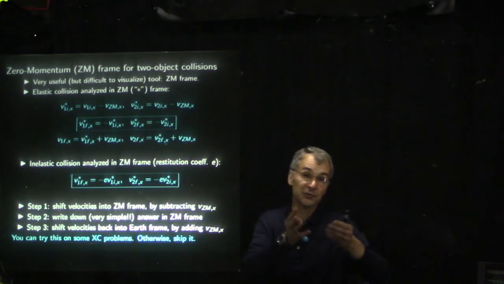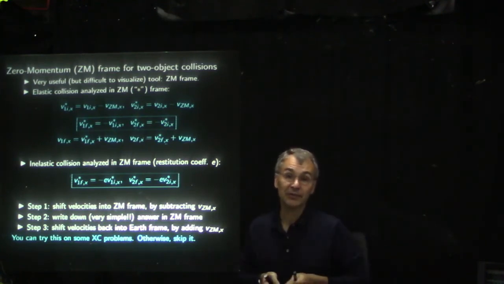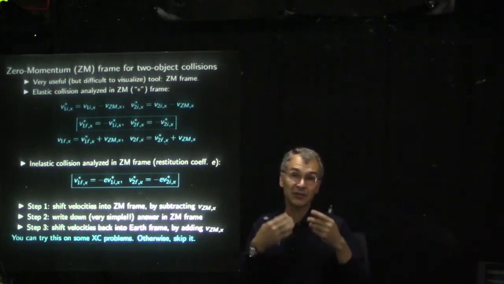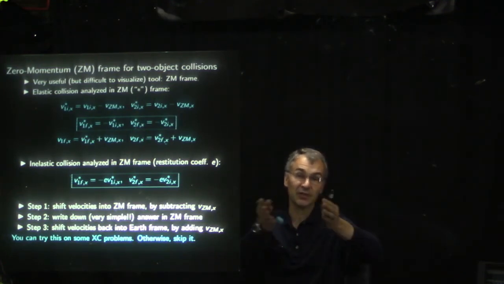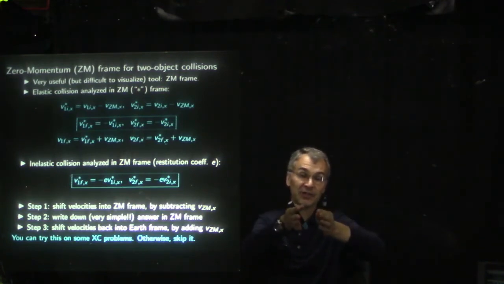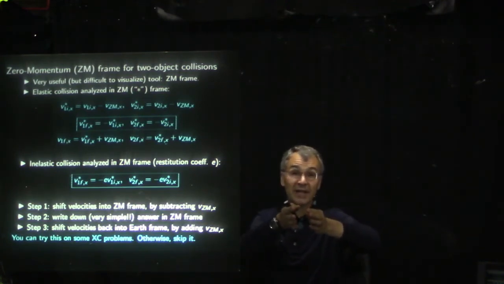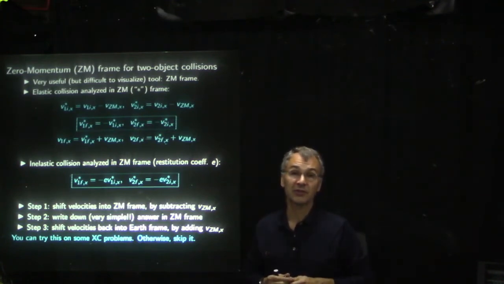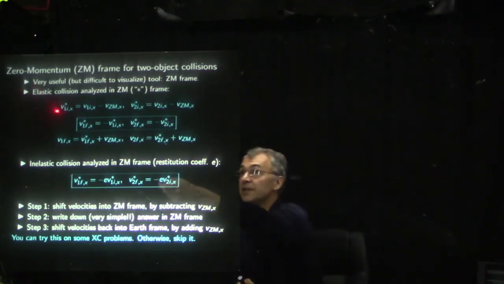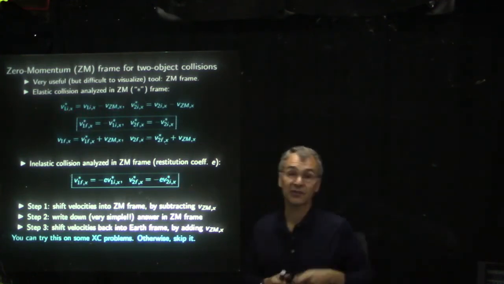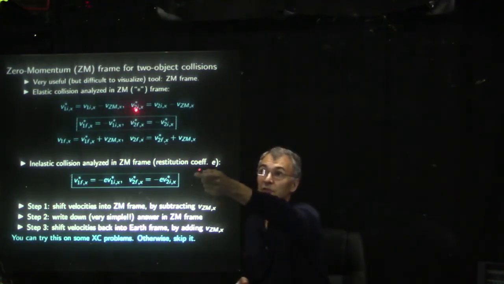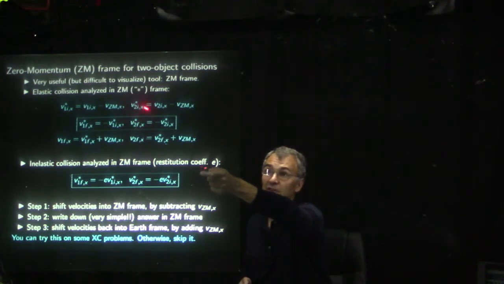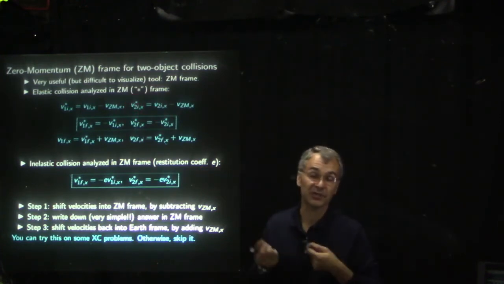So if you move into the zero momentum frame, that basically means you figure out what is the velocity of the center of mass of the system. Usually it's just two objects, okay? So you figure out the center of mass velocity of that two object system, and then you subtract it from each object's velocity. So I'm going to say that v1 initial star is just v1 initial minus the velocity of the center of mass. And then v2 initial star is just v2 initial minus the velocity of the center of mass.